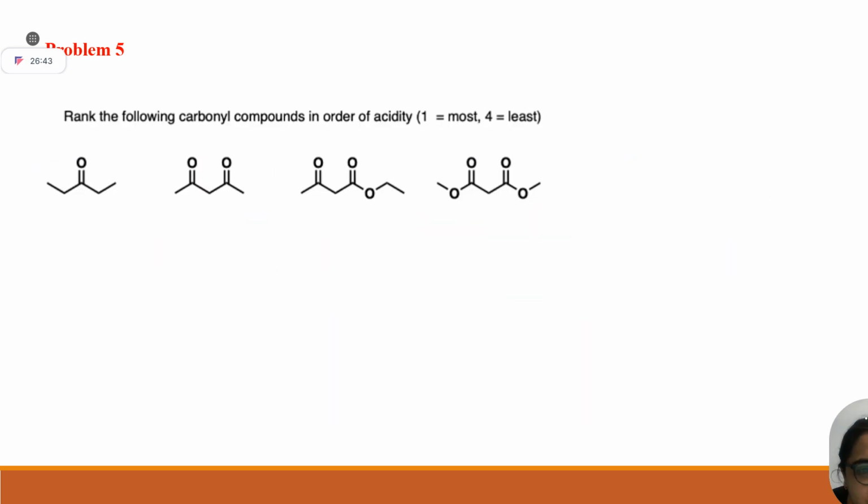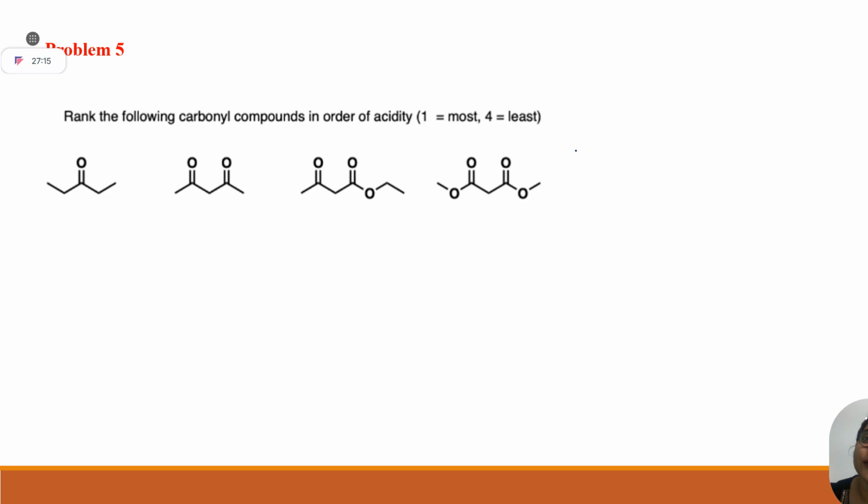Rank the following carbonyl compounds in order of acidity. Okay. Let's recall our previous class. How to see acidity? I have told you the proper sequence in which you can decide the acidity of any four molecules given to you. Stability of conjugate base. Very good. I have told you that the more stable your conjugate base, the more acidic the acid.